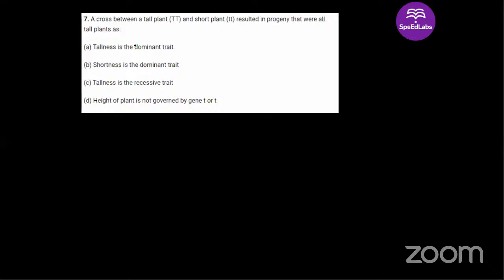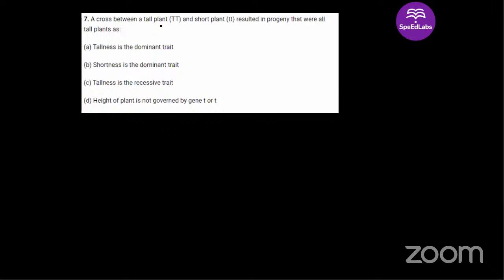Solve this question and put your answer in the chat box. Good, very good, Arushi. Good, Rishikesh, Palak, correct answer. Good, correct answer, Shlok.